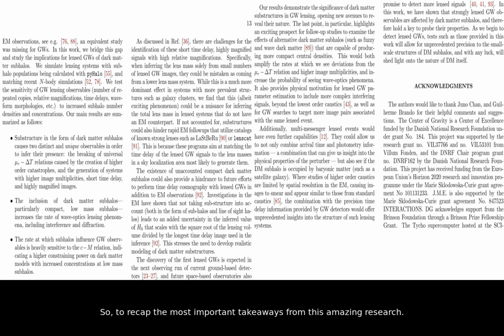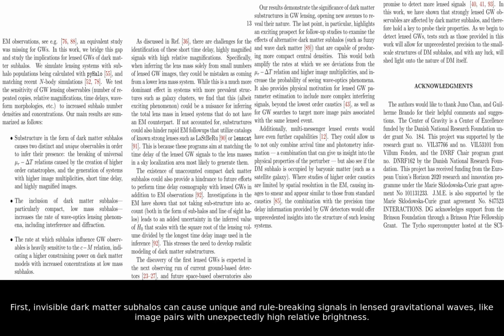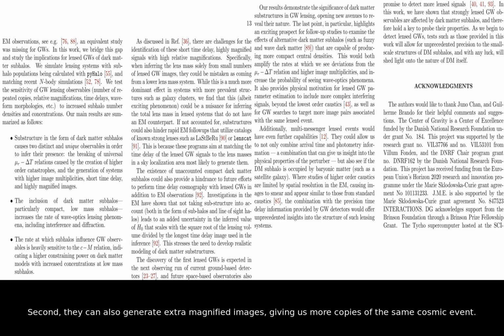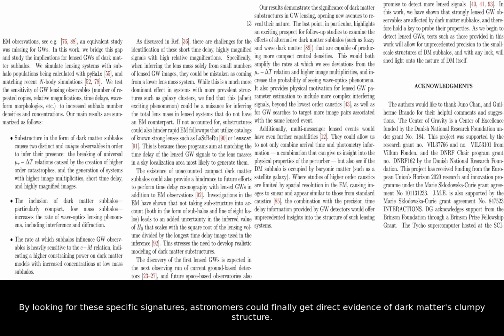So, to recap the most important takeaways from this amazing research. First, invisible dark matter subhalos can cause unique and rule-breaking signals in lensed gravitational waves, like image pairs with unexpectedly high relative brightness. Second, they can also generate extra magnified images, giving us more copies of the same cosmic event. With upcoming and future gravitational wave detectors, we're expecting to find many more lensed events. By looking for these specific signatures, astronomers could finally get direct evidence of dark matter's clumpy structure.